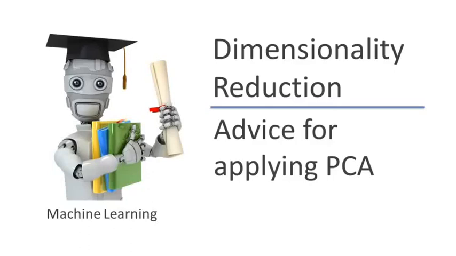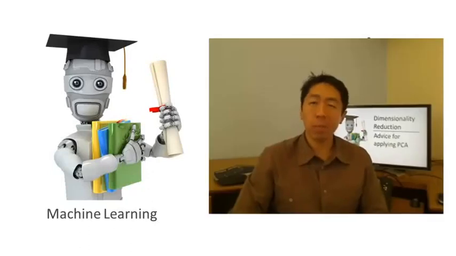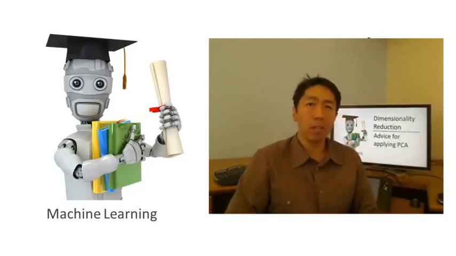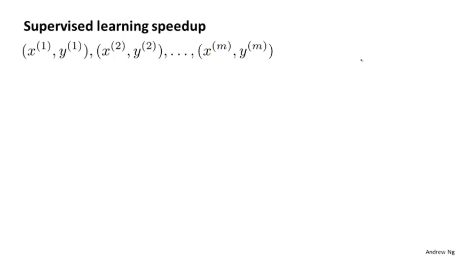In an earlier video, I had said that PCA can sometimes be used to speed up the running time of a learning algorithm. In this video, I'd like to explain how to actually do that, and also give some advice about how to apply PCA. Here's how you can use PCA to speed up a learning algorithm, and this supervised learning algorithm speed up is actually the most common use that I personally make of PCA.